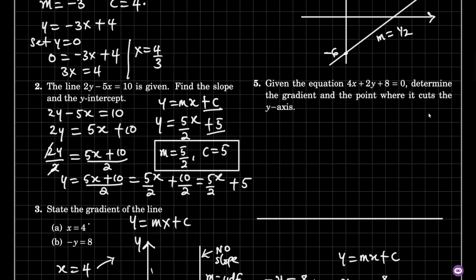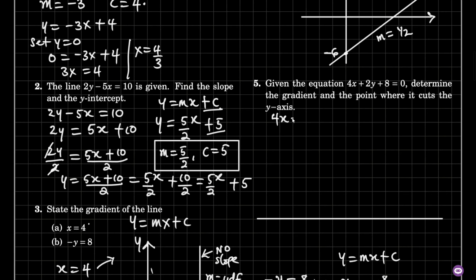The last question. It says that given that the equation 4x plus 2y plus 8 equals 0, determine the gradient and the point where it cuts the y-axis. This seems very similar to what we had in question 2, but I'm still going to take it one more time for the sake of emphasis.